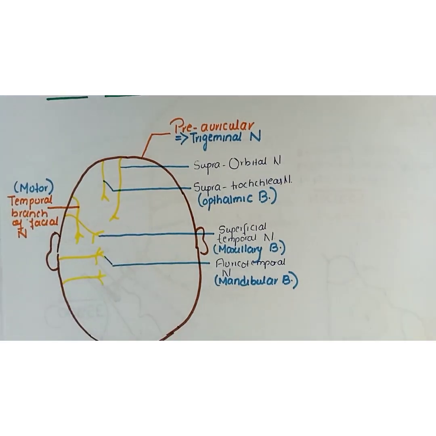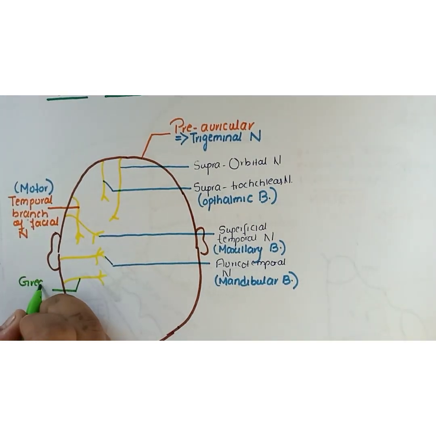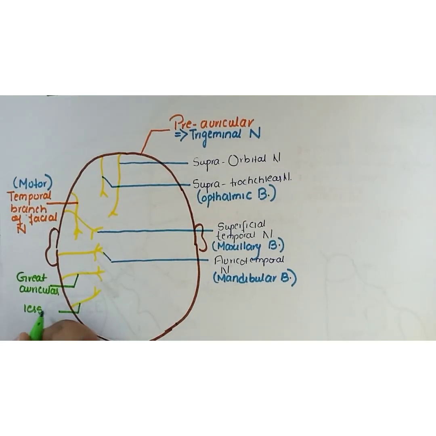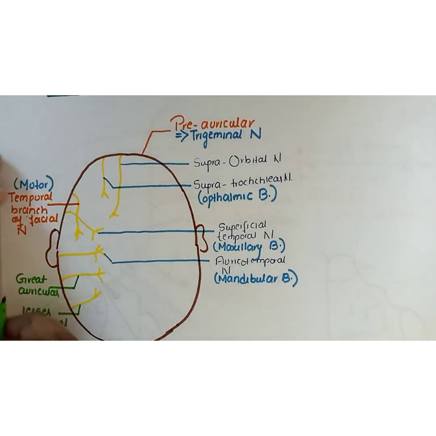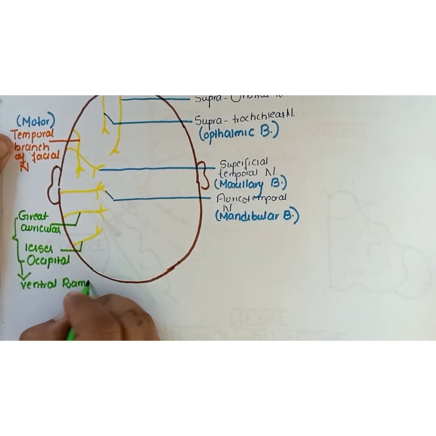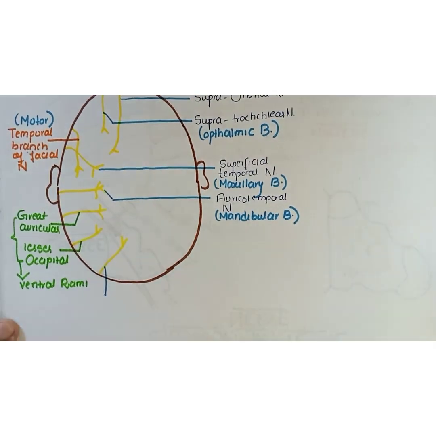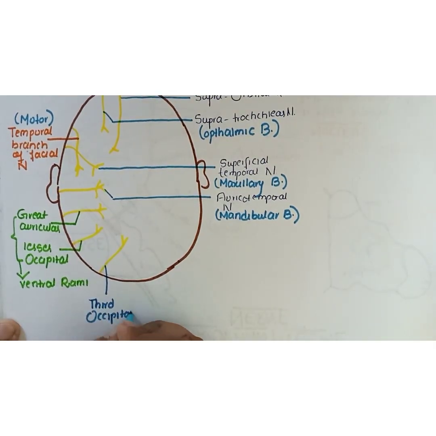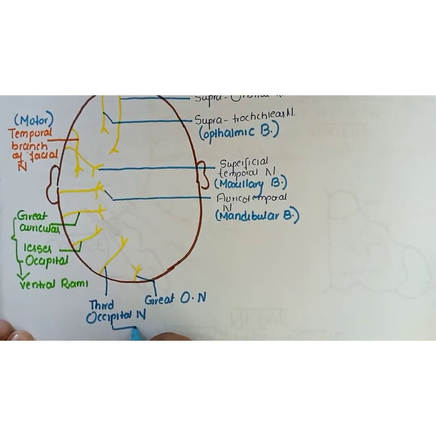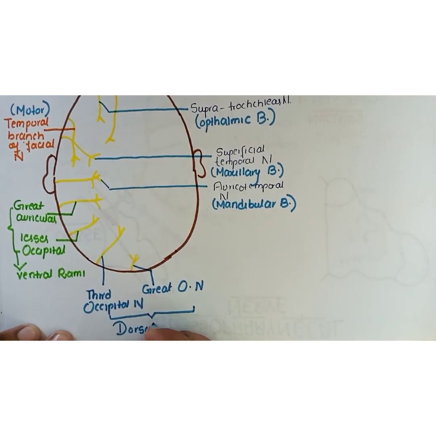Now I will explain about the post-auricular area innervation, which is provided by the great auricular nerve and the lesser occipital nerve, and these are the part of the ventral rami of the spinal cord. And the third occipital nerve and the great occipital nerve, which are the part of the dorsal rami of the spinal cord.